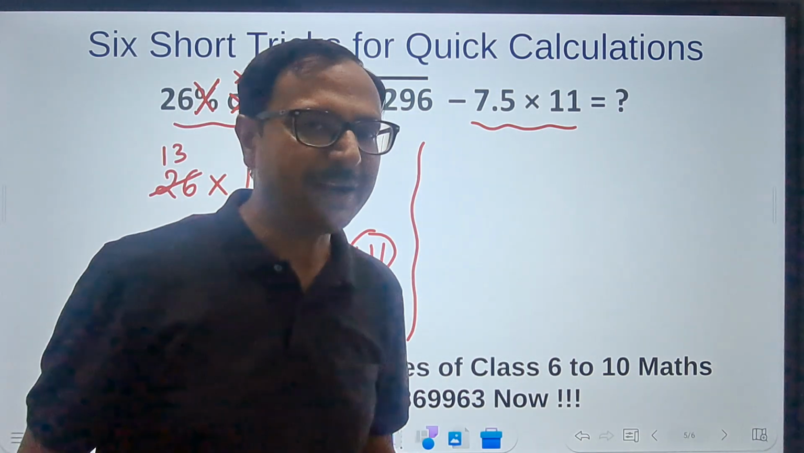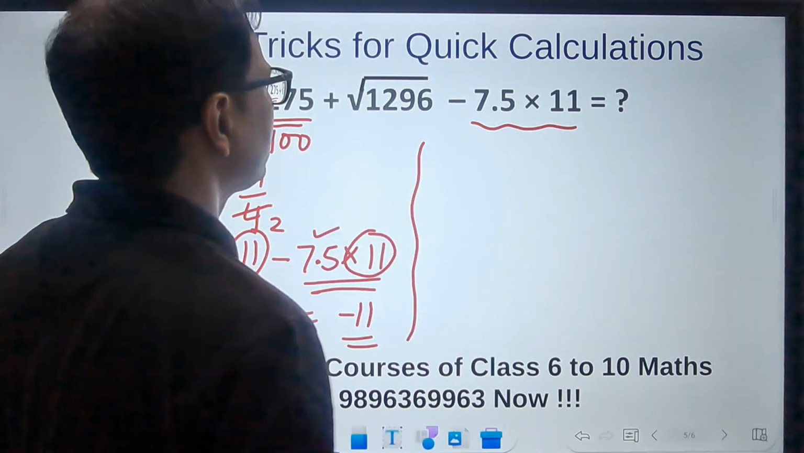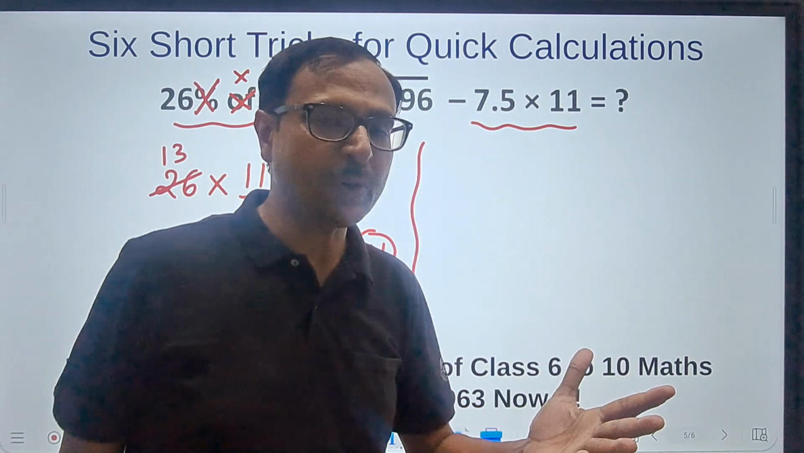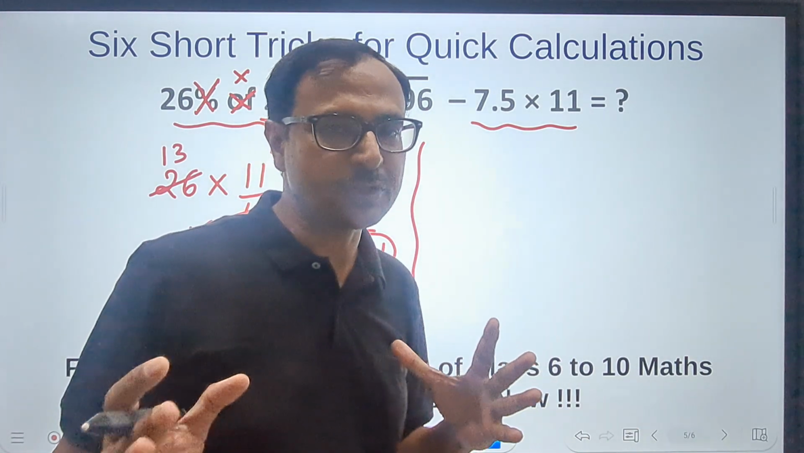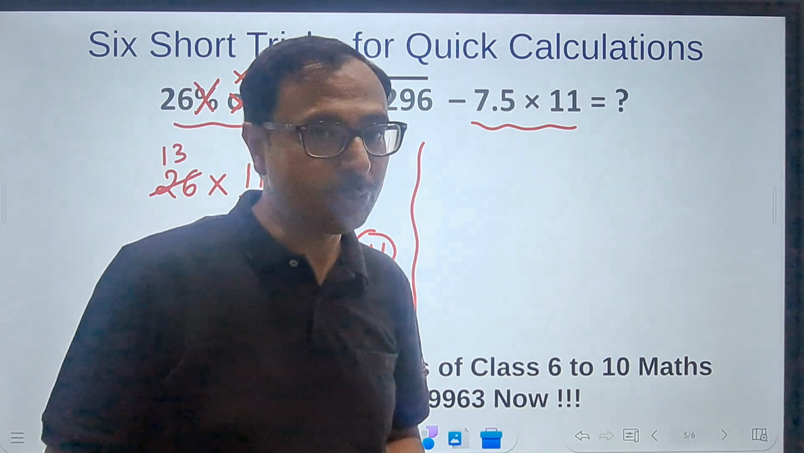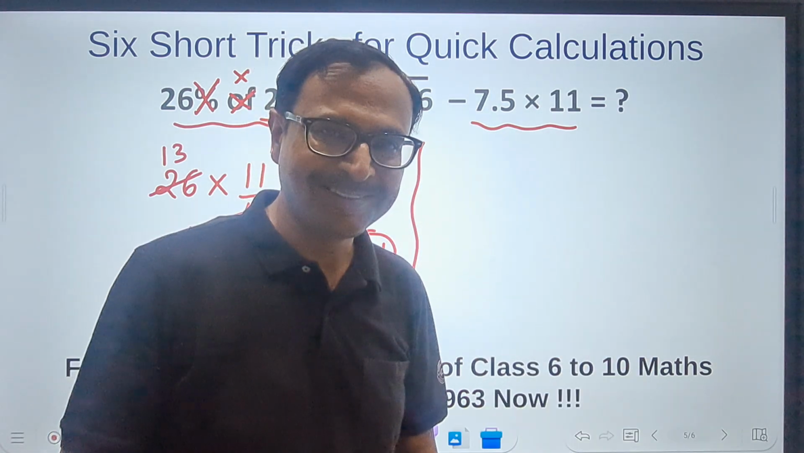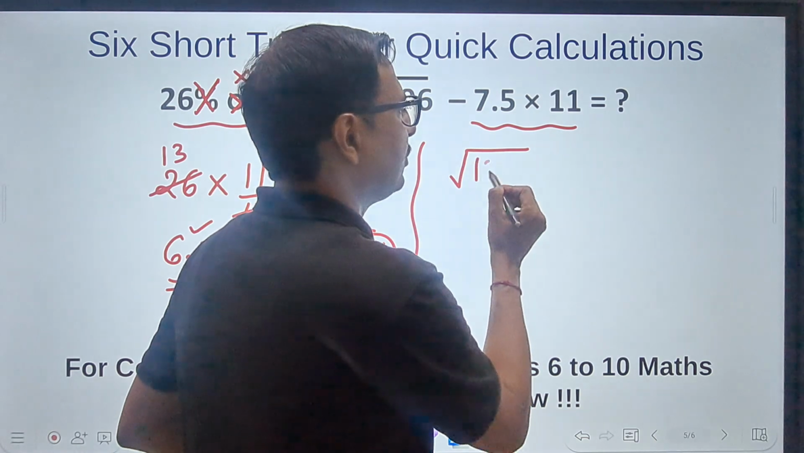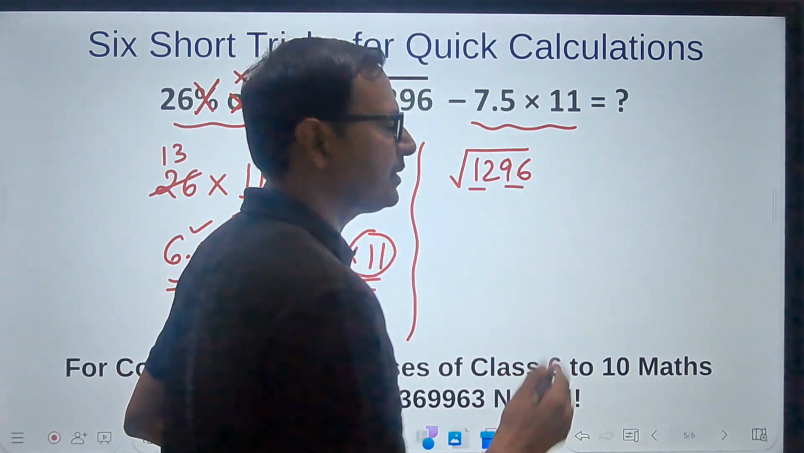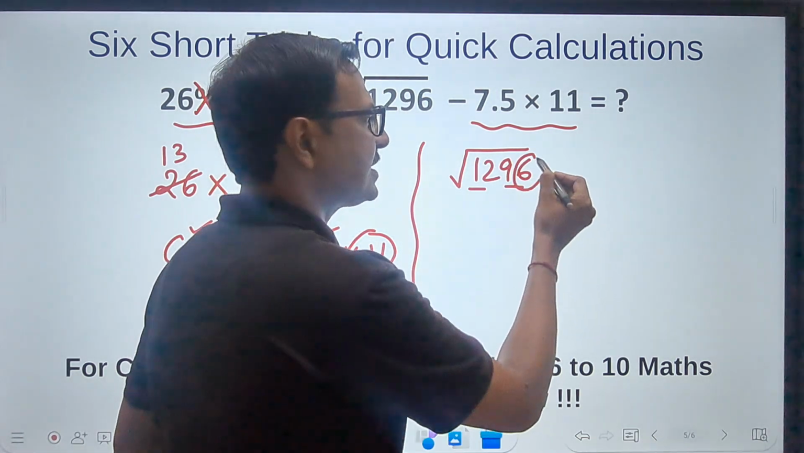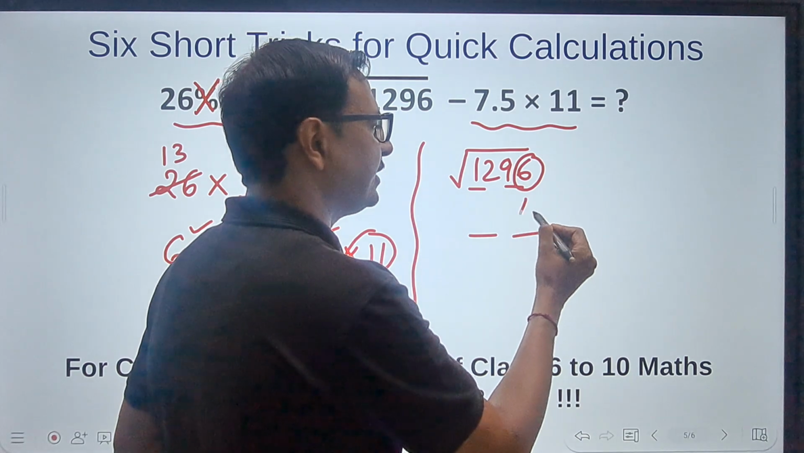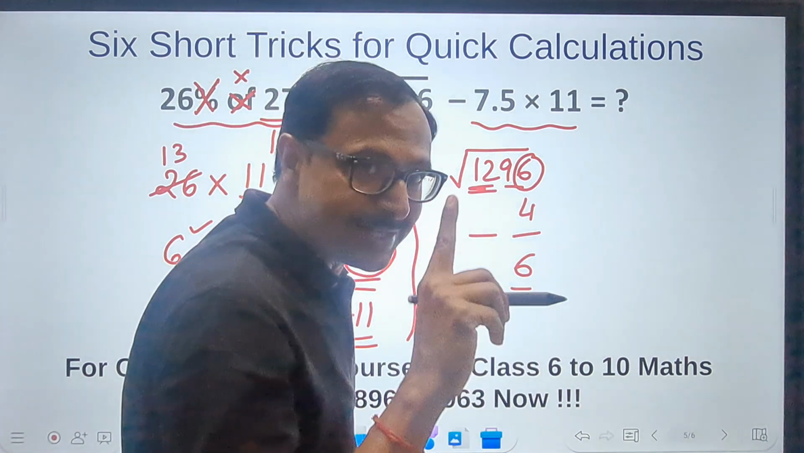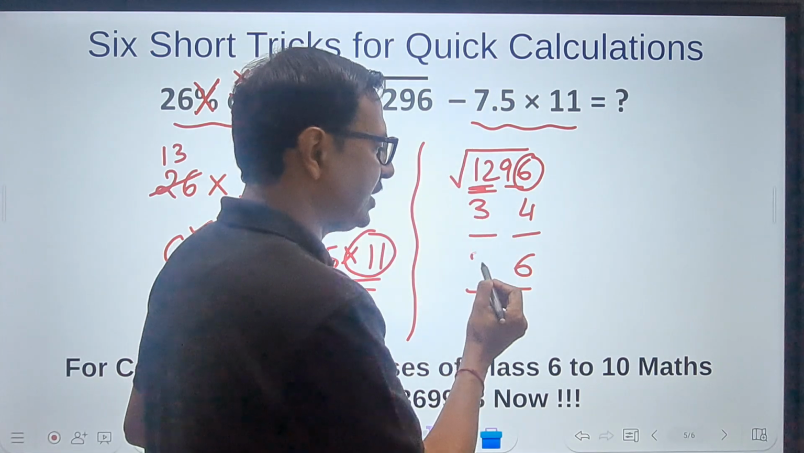your final answer. How do you use square root of 1296? I know that it is 36 because I remember all square roots of numbers up to 9999. But if you don't remember it, you still have tricks for this. 1296, let's form pairs. The last digit is 6, so your answer is going to end in either 4 or 6. 12 is very close to 3 square, so 3, 3.